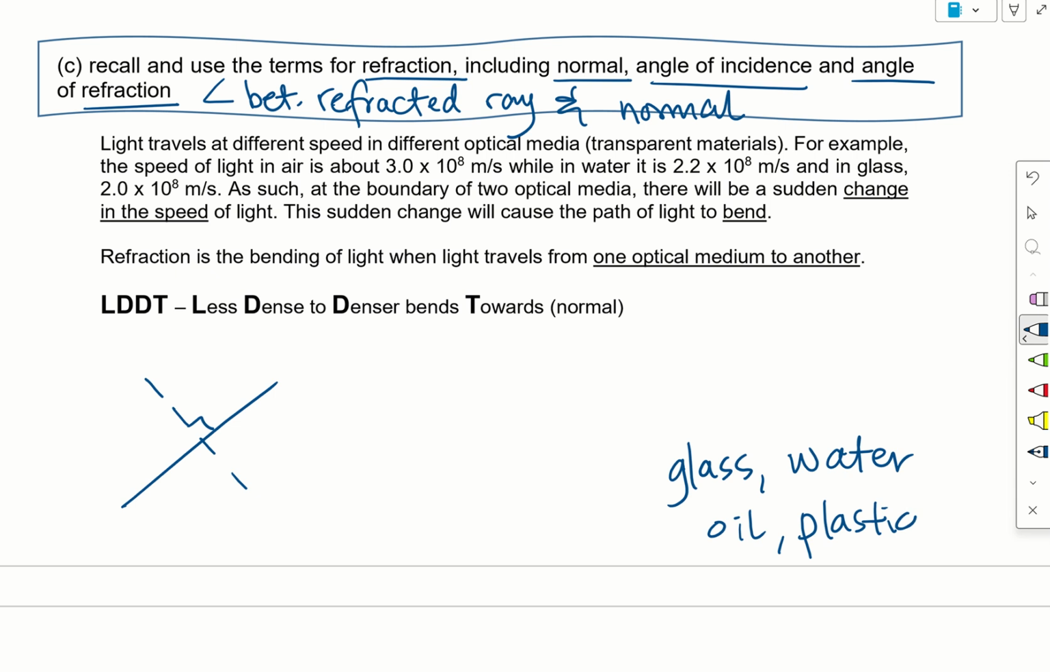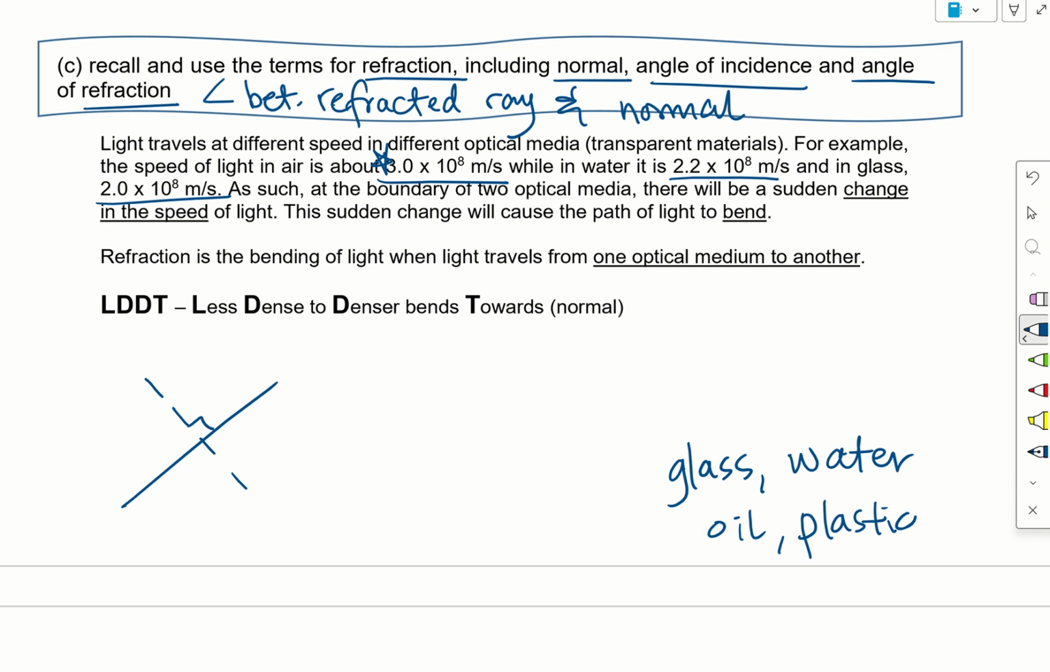Okay, now for example, the speed of light in air is about 3 times 10 to the power 8 meter per second. I know this is the speed of light in vacuum, 3 times 10 to the power 8, but for air it is quite close to these values. Okay, in water it is 2.2 times 10 to the power 8, and in glass is 2.0 times 10 to the power 8. Okay, you only need to know this. The rest will either be provided to you, or you will have to do calculation to find it.